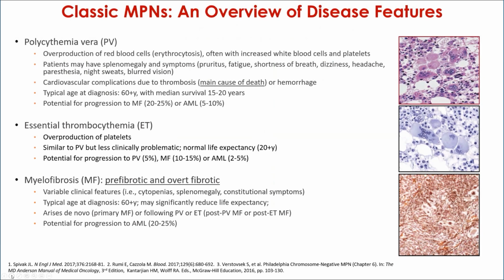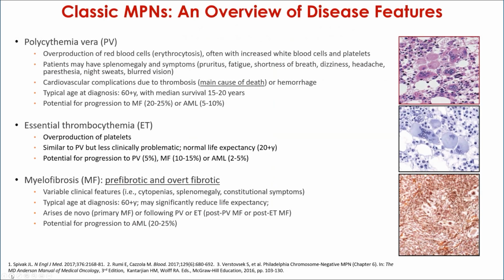ET is similar to PV, but is just manifested by overproduction of platelets. Occasional patients, to be fair, may have a high white cell count, not too many. And the symptoms and signs of ET are similar to PV, but not as problematic. And a normal life expectancy is expected of these patients, with the fewer patients progressing to myelofibrosis or AML. But also importantly, some patients with ET, JAK mutation positive, and I'll come to that in a minute, can progress to PV. Don't forget that possibility as well.